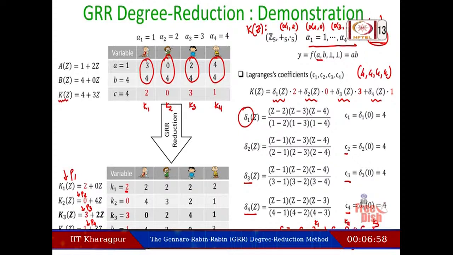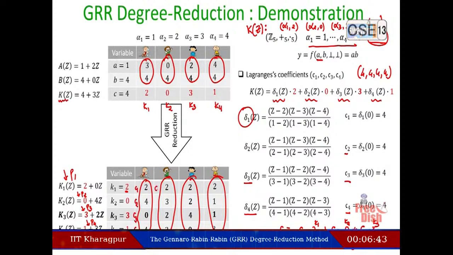Apply the same linear combination on the respective shares of k 1, k 2, k 3, k 4. So, the parties will individually apply the Lagrange coefficients, apply the linear combination, and then they will obtain the respective shares of C.